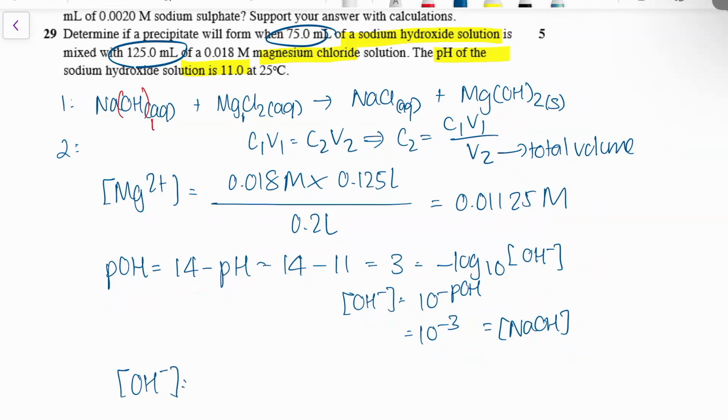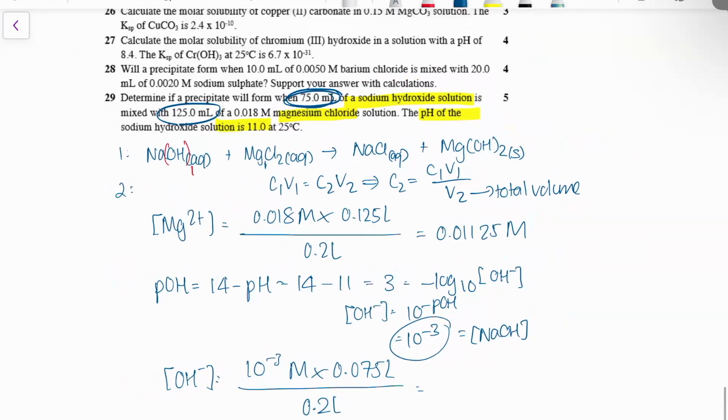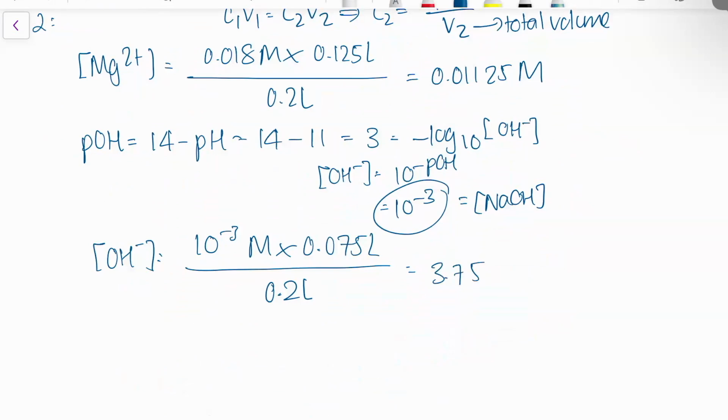So C1 is, I had to calculate myself, 10 to the minus 3 molar. V1 from the question, 75 mL, 0.075 liters. V2 is the total volume once you've added them together. It's the same for each of them, 0.2 liters. What is OH minus equal to? 3.75 times 10 to the minus 4 molar.